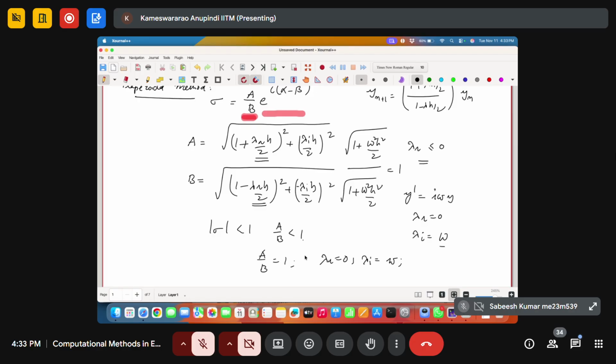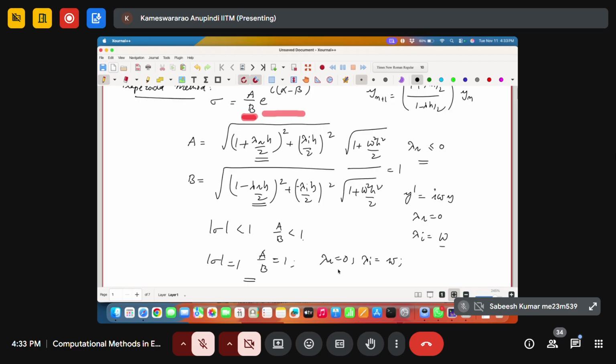It is neither growing nor decaying. What do you call such a thing? It's not unstable, it's not strictly stable, it is exactly equal to 1, so it is not less than 1. That's why for purely imaginary lambda we have A by B equal to 1. That means your amplification factor equals 1. That's why we observed in the program that it is neither growing nor decaying, right?